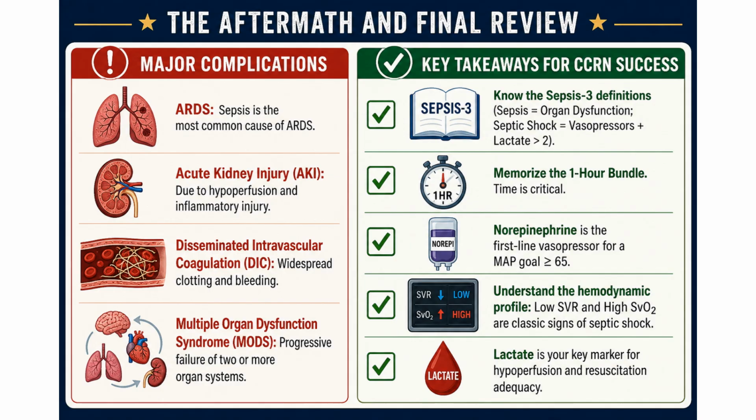Sepsis is a devastating illness that leads to multiple complications, including ARDS, acute kidney injury, and DIC. So for your exam, let's summarize the key takeaways. Know the Sepsis-3 definitions. Memorize the 1-hour bundle. Know that norepinephrine is the first-line vasopressor for a MAP goal of 65. And finally, master that hemodynamic profile. Low SVR and high SvO2 are classic signs.